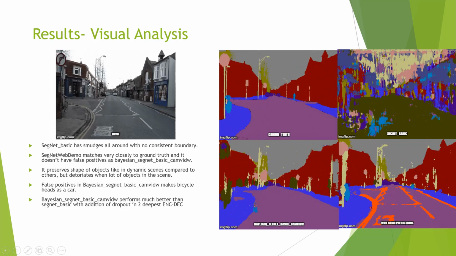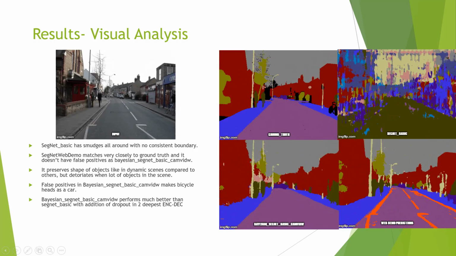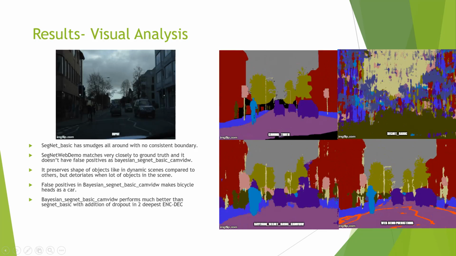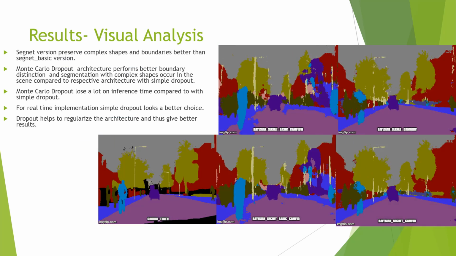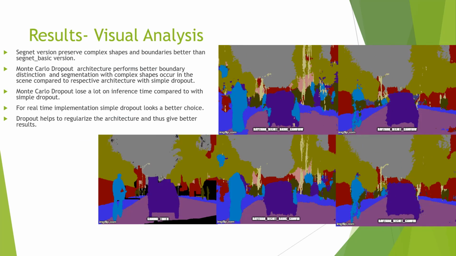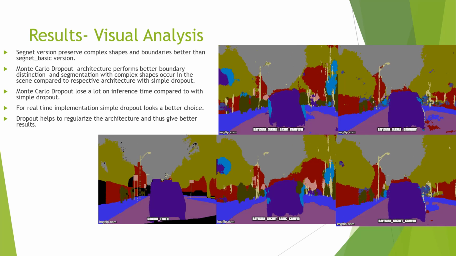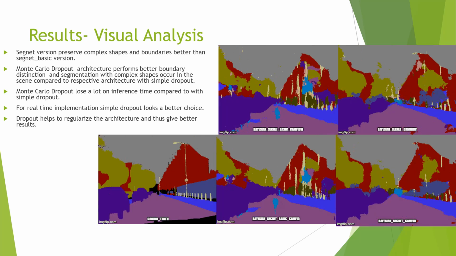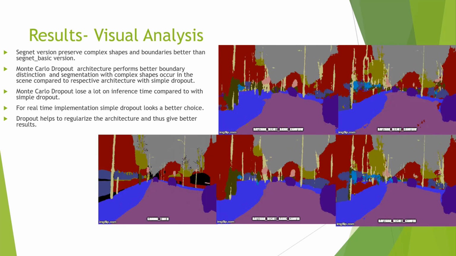The Bayesian segment is better than the SegNet basic model because of the addition of two layers in the deepest encoder and decoder. They have conveyed various basic SegNet models that are trained. The version preserves complex boundaries better than the SegNet basic version because it's deeper.